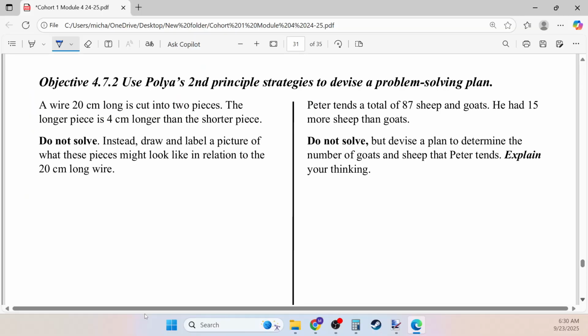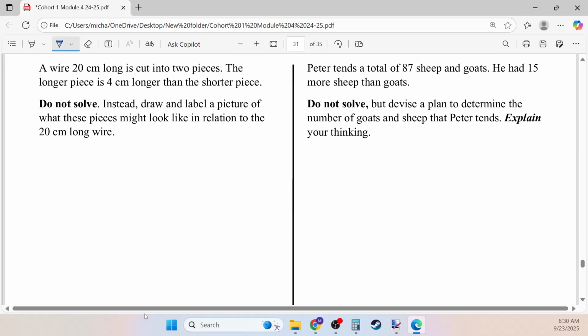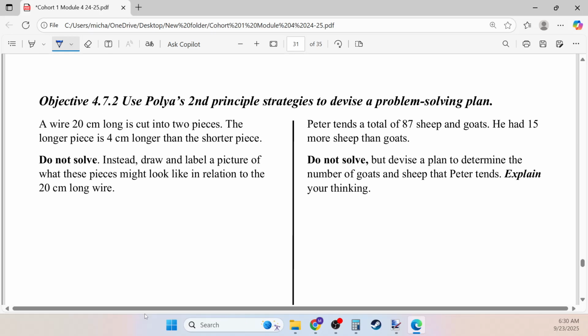I'll let you do that one yourself. So this is the second principle. The first principle is understanding. The second one is planning. So we're going to do plans. Probably won't complete these problems, but that's okay.